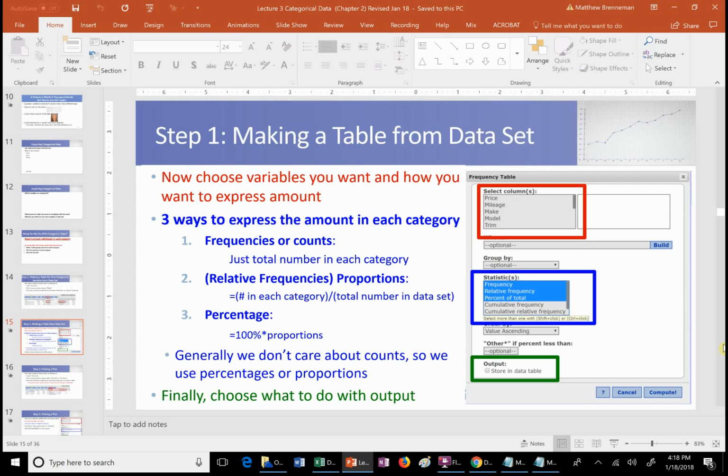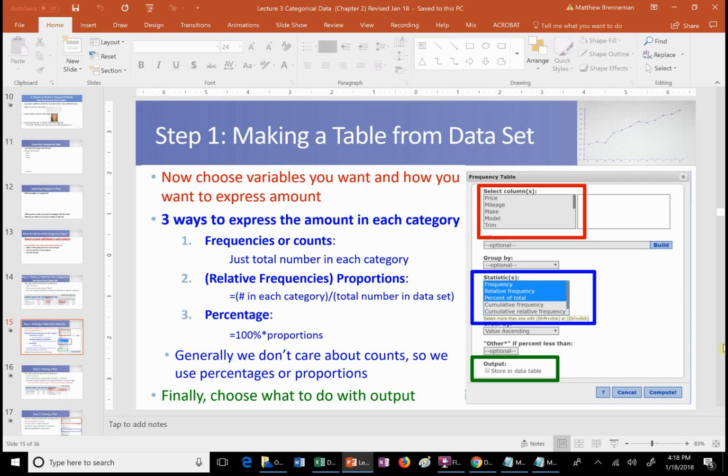Then I have to say what sort of table I want to make. And you notice there's actually 3 ways that we can kind of quantitate how much of the sample is in each category. The first is I can give you the counts. The second is I can give you the fraction, right? The fraction that's in that category. So I take the number in the category divided by the total number in the data set, okay? And that's called a proportion. That word is really important. We're going to come back to that a lot, okay? So this is the fraction of the sample that's in that category.